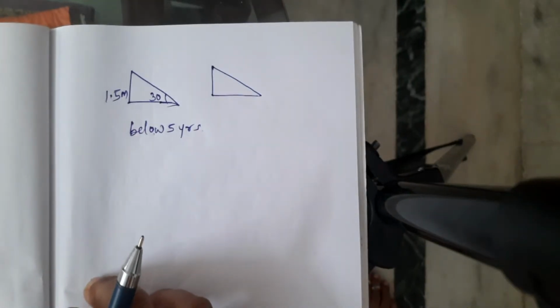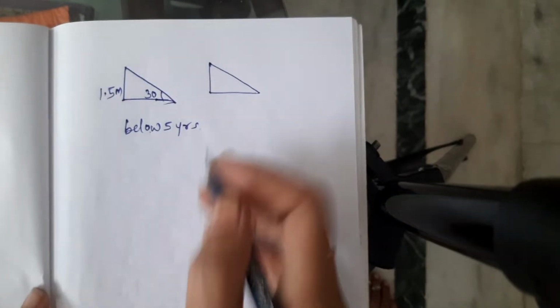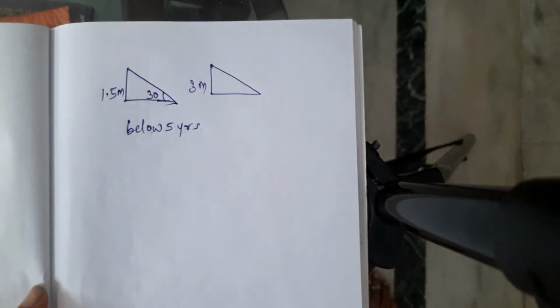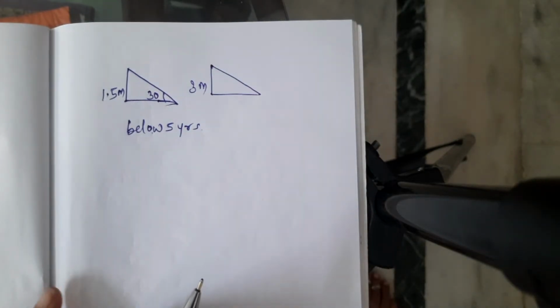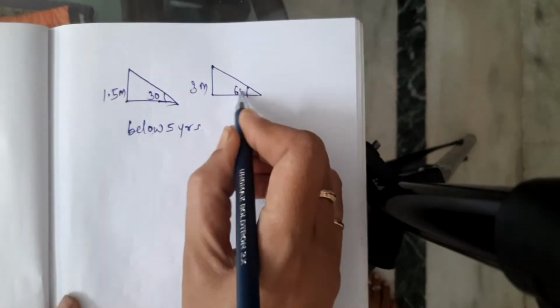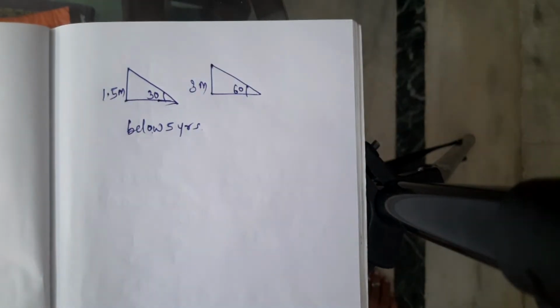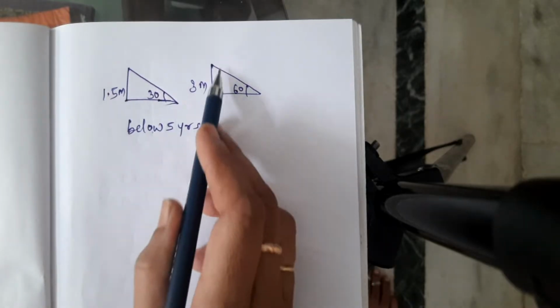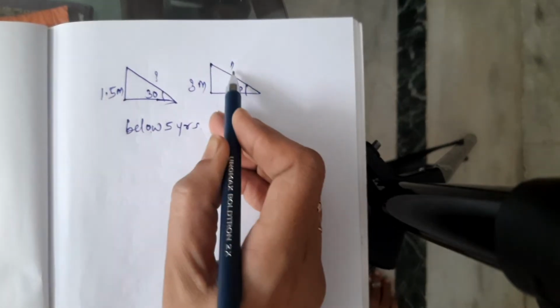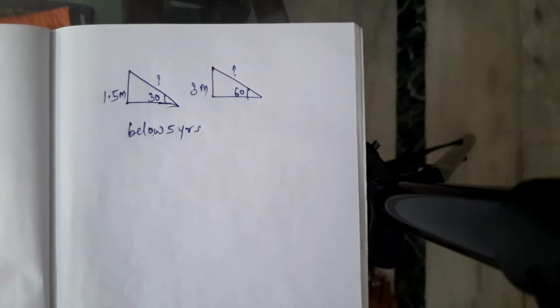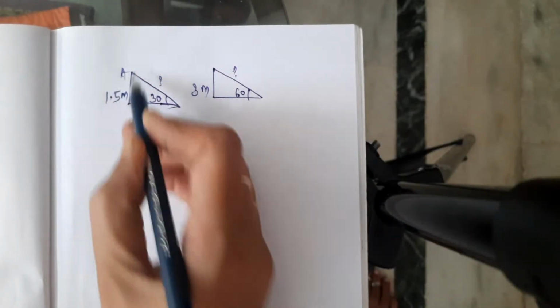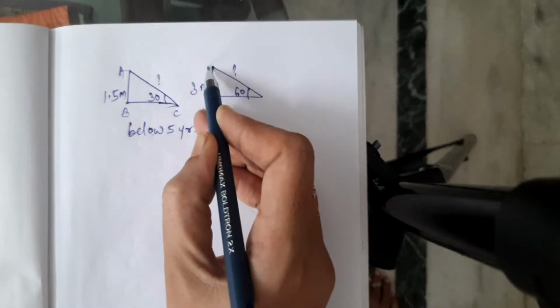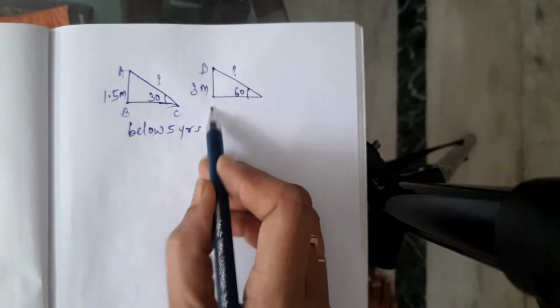Whereas for the elder children, the height is 3 meter with an angle of 60. Here the angle is given as 60. We need to find what should be the length of the slide in each case. So it's obvious that this is the slide, and the slide length is the question mark. Here in a single question we need to solve 2 problems. So let's consider the first triangle to be ABC and the second to be DEF.